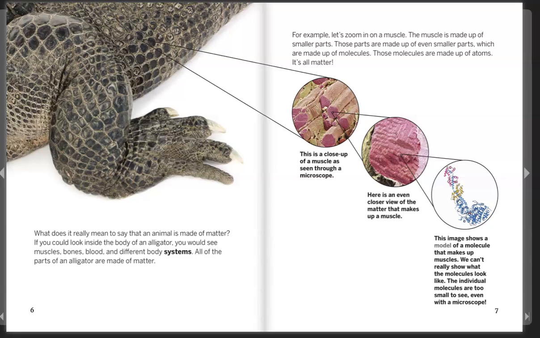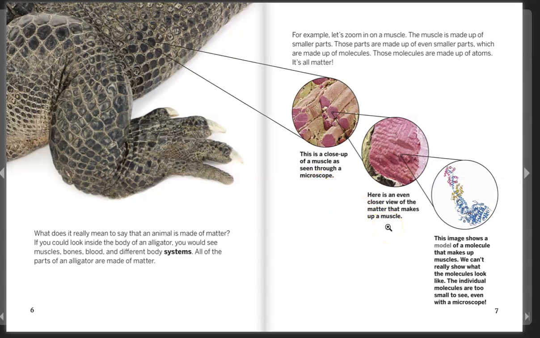For example, let's zoom in on a muscle. The muscle is made up of smaller parts. Those parts are made up of even smaller parts, which are made up of molecules. These molecules are made up of atoms. All are matter. This is a close-up of a muscle as seen through a microscope.